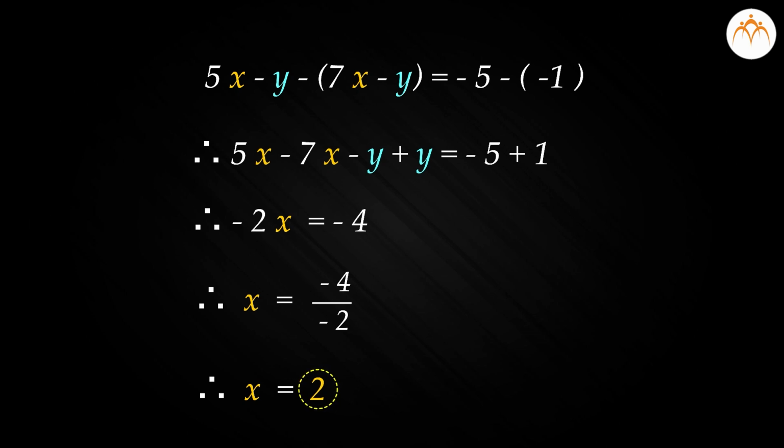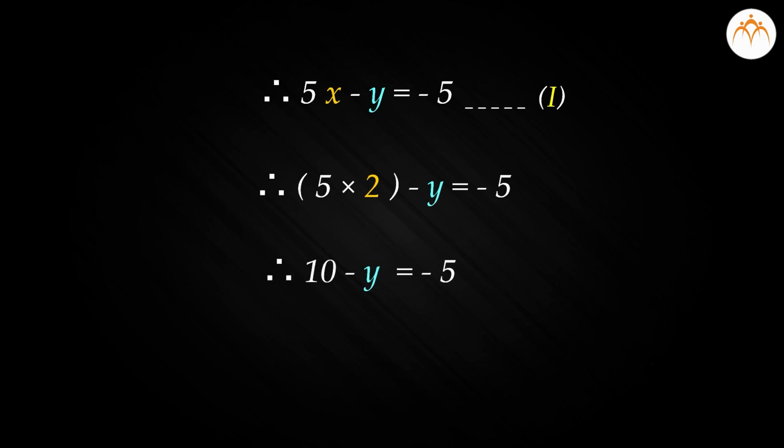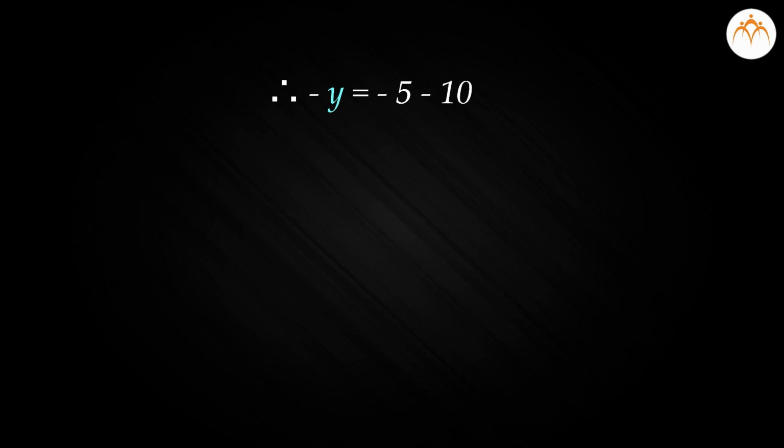Now let's substitute the value x is equal to 2 into equation 1. Therefore, 5x minus y is equal to minus 5. This is our first equation. Therefore, 5 into 2 minus y is equal to minus 5. Therefore, 10 minus y is equal to minus 5. Therefore, minus y is equal to minus 5 minus 10. Therefore, minus y is equal to minus 15. Therefore, y is equal to 15.